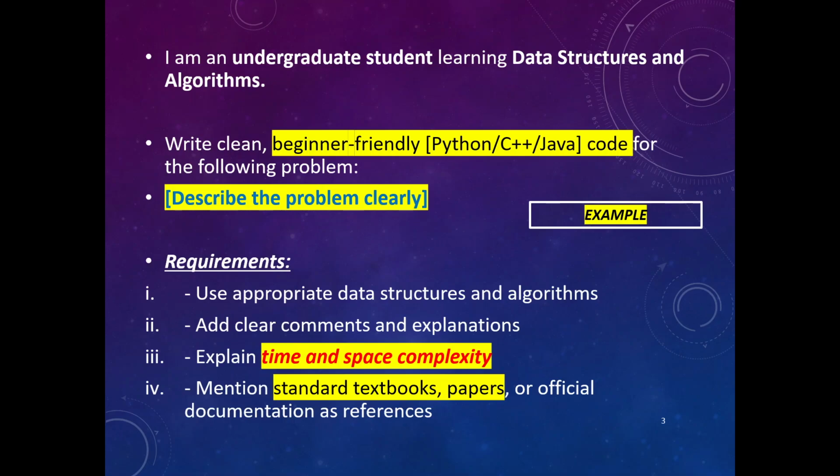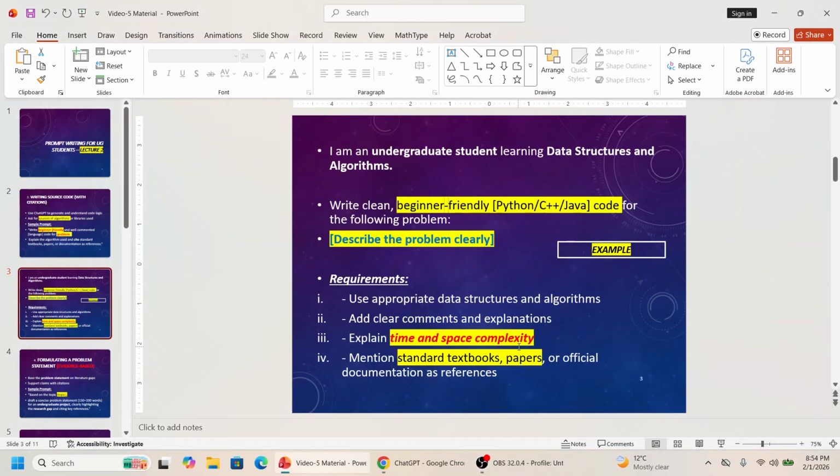I am an undergraduate student learning data structures and algorithms, so you need to plug in the subject in which the code is required. Write clean, beginner friendly Python, C++, Java code. Describe the problem clearly. And what are the key requirements? Use appropriate data structures and algorithms. Add clear comments and explanations. Explain time and space complexity. And mention standard textbooks, papers, or official documents as references.